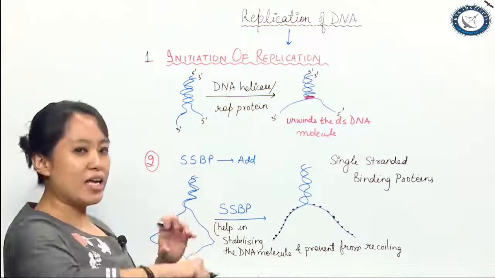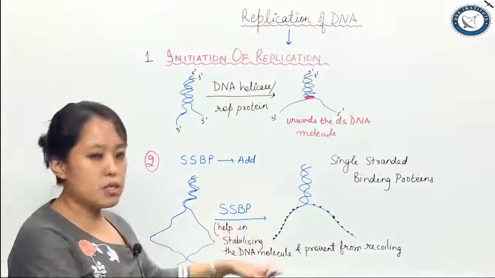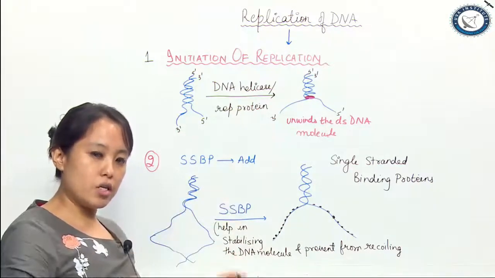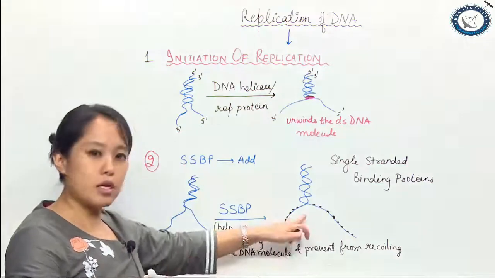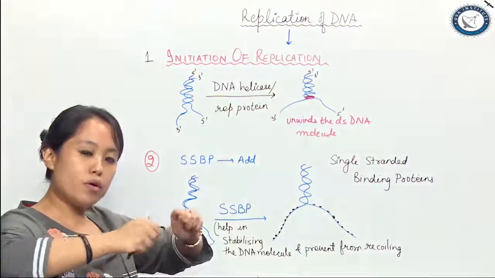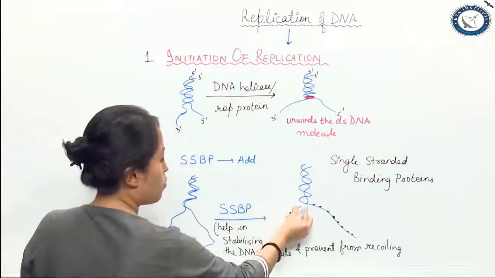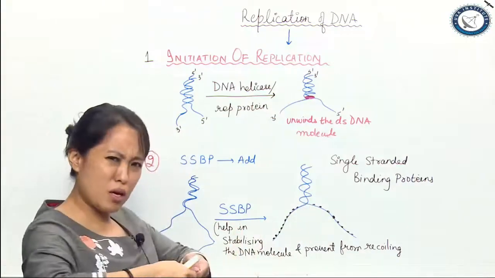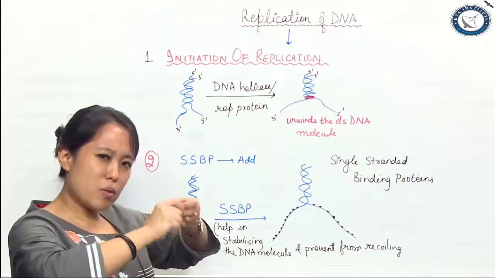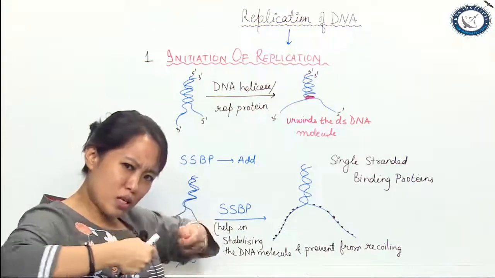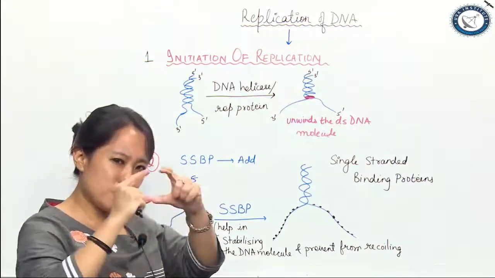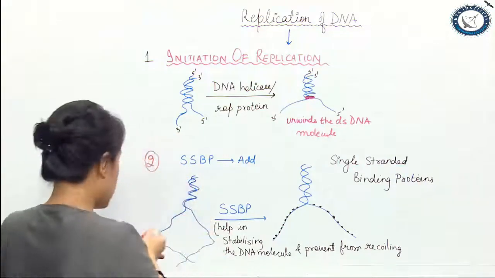Now I'm happy. Helicase has acted. My SSBP is there, and SSBP has stabilized the strand. Now when the SSBP is here stabilizing the DNA molecule, more and more helicase is working, so it is opening up. So generally what happens when you are opening up just like this, something aggregates here. Just think about a rope. If you are opening the rope like this, what happens? It will start coiling up, or it will start collecting here. In the next diagram, I'm showing it to you.